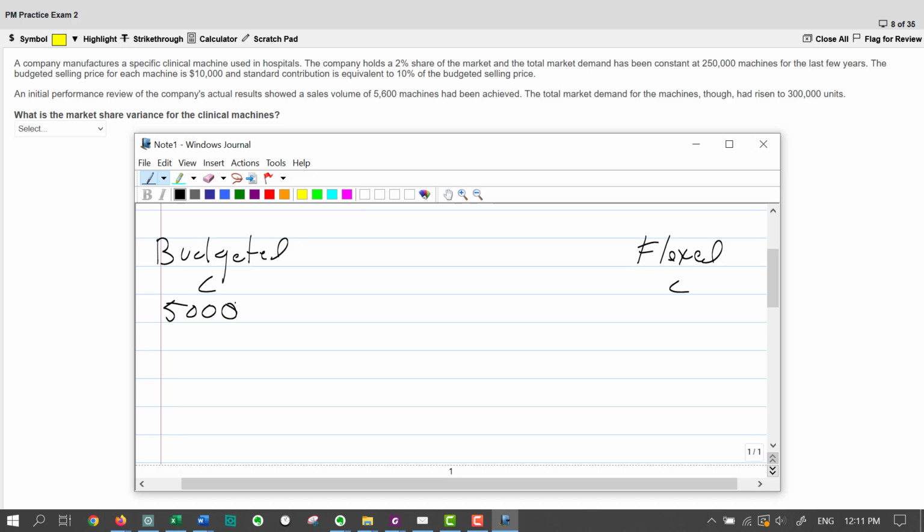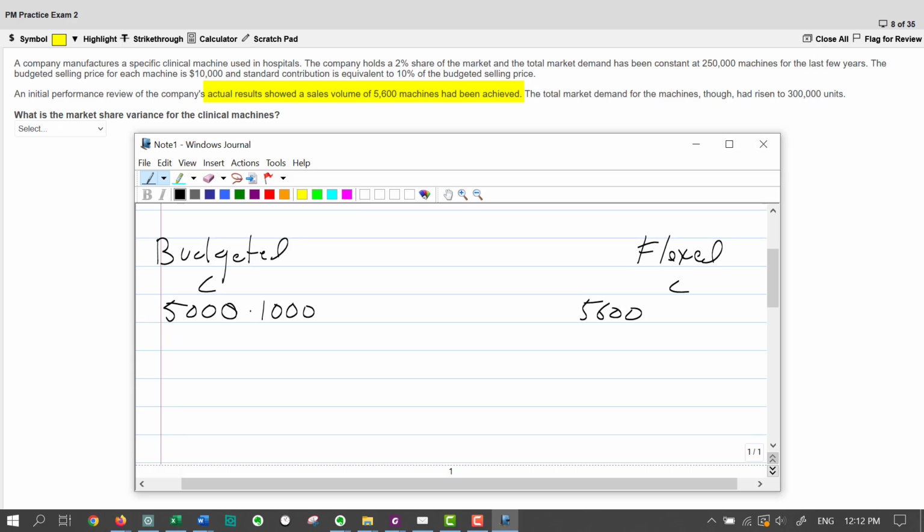And do we have a contribution per unit? Sure we do. We see that the selling price is 10,000. Contribution is 10% of the price, so that's 1,000. And the budgeted contribution would then be 5 million, wouldn't it? Flexed contribution, can you find the actual activity? How many did we actually sell? Well, I see 5,600. So we sold more than planned, so the sales volume variance will be favorable.